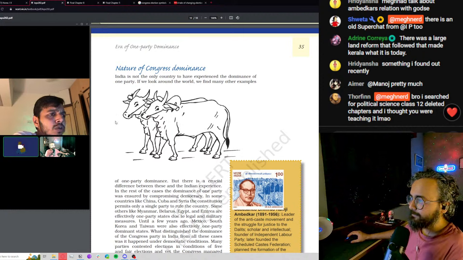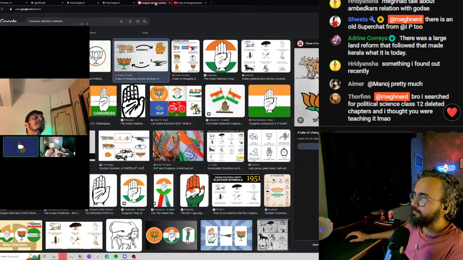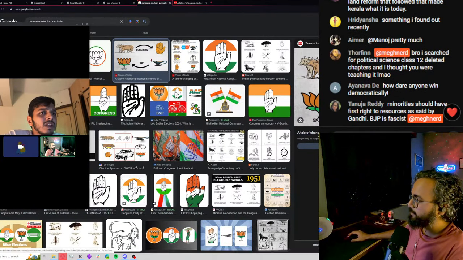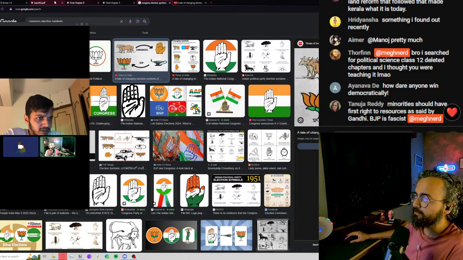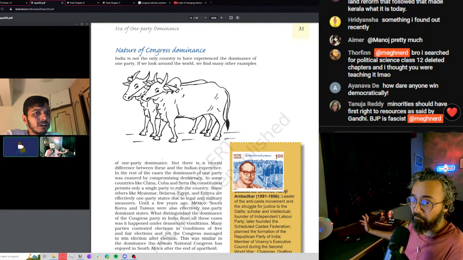What are these two cows doing? Arre, that is the Congress symbol. That's the Congress symbol. So you were asking what is the color. So brown is one I found. Okay. But I don't think like Congress, BJP, I don't know, tale of changing election symbols. At some point, apparently Congress's hand was also orange. Should have stuck to it. Orange is a good color. They should have stuck to it.